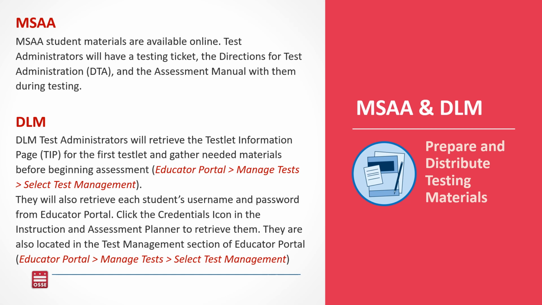DLM. DLM test administrators will retrieve the testing information page, TIP, for the first testlet. Gather needed materials before beginning the assessment. Go to the educator portal, then to Manage Tests, then select Test Management. They will also retrieve students' username and password from the educator portal. Then click the credentials icon in the Instruction and Assessment Planner to retrieve them. They are also located in the Test Management section of the educator portal. Go to Educator Portal, Manage Tests, then select Test Management.